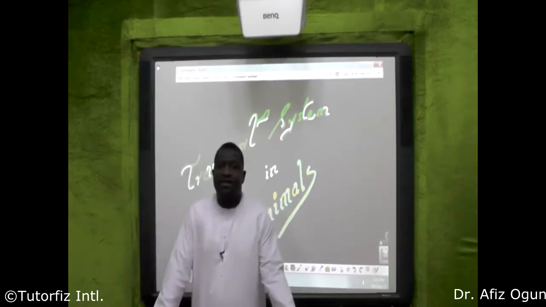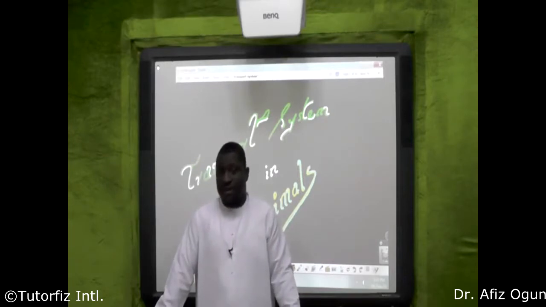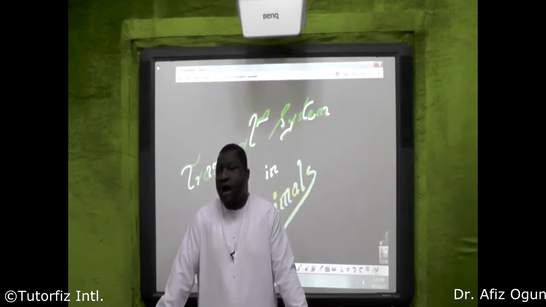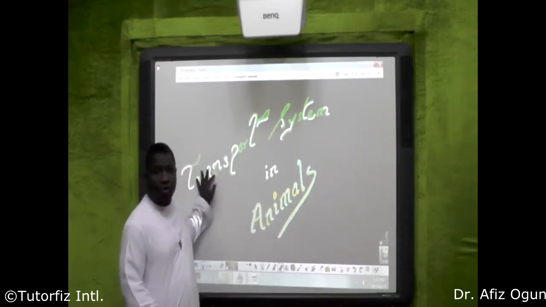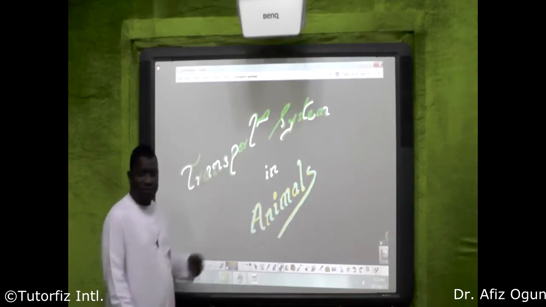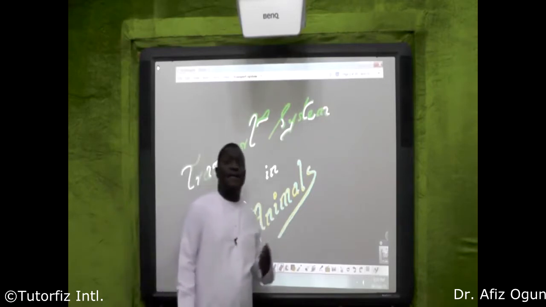This system is sometimes called the cardiovascular system, and you will know the reason for this. It is also called the circulatory system, and you will also know the reasons for this. Now, this system, how do you define it?